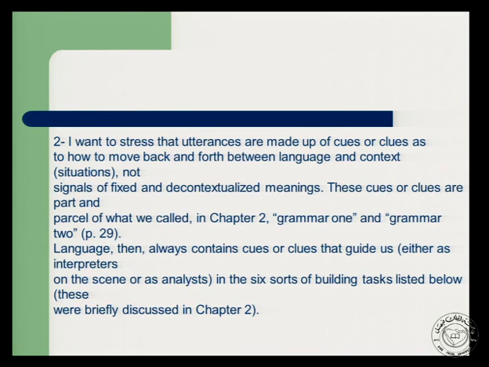These cues or clues are part and parcel of what we called in chapter 2, if you remember, grammar 1 and grammar 2. So if you deal with them as one package, you will find out that it has something to do with the grammar 1 and the grammar 2 that we have already covered. And grammar always contains cues or clues that guide us in the 6 sorts of building tasks listed below. The 6 sorts of building tasks, the tasks that we are going now to cover, their definitions are very much important.